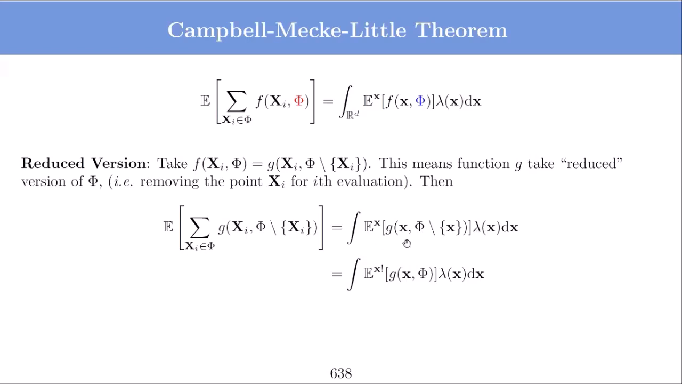Now if you look at this, this is nothing but the reduced Palm expectation of g(x,Φ). It has the same meaning: you compute g(x,Φ), but you condition on a point at x, and you exclude that point from Φ. So either I write it this way or that way, it is the same. If you use a reduced version on the left hand side, you also get a reduced Palm version on the right hand side.